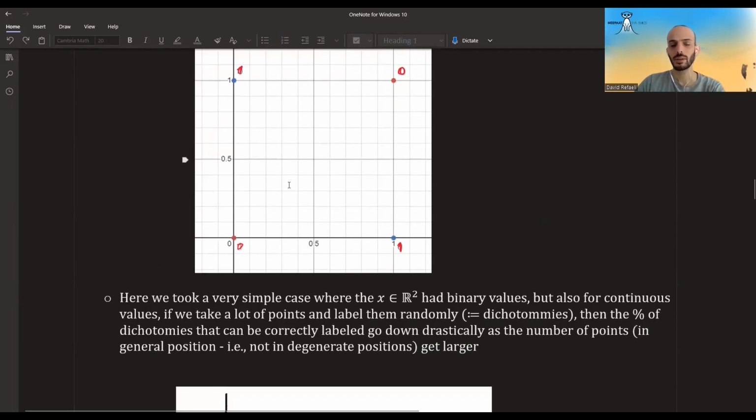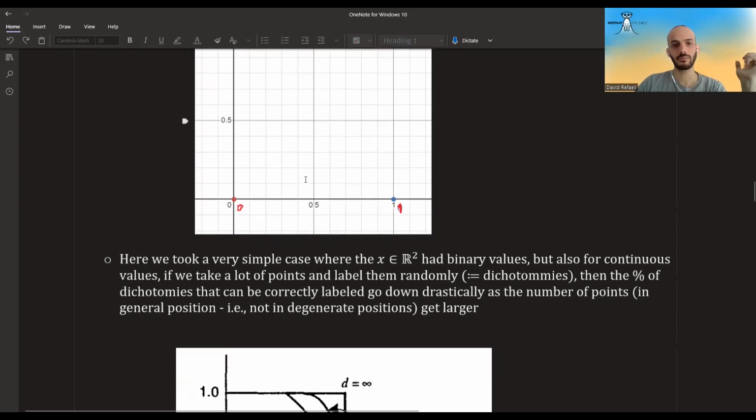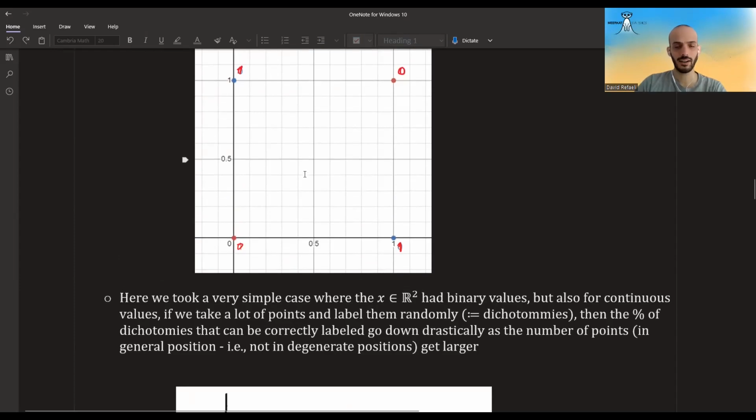And this is a very simple case where the x's only get binary values. But even if the x's get any continuous values, this is a very limiting architecture. It has very limiting expressibility. For example, if we take a lot of points and label them randomly, and these different labelings are called dichotomies, the percentage of dichotomies that can be correctly labeled goes down really fast as the number of points becomes larger.